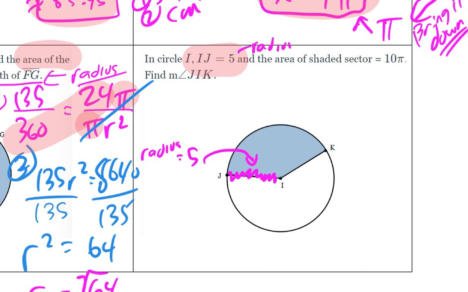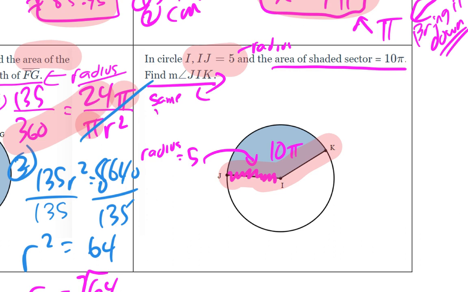Okay, it says the area of the shaded sector is 10 pi. So the inside there is 10 pi. They want us to find JIK. So they want us to find this angle. Okay, so we know that this is the same as the arc measure in degrees.